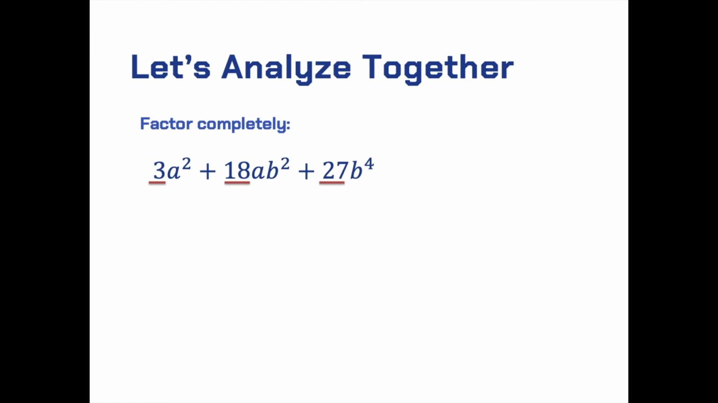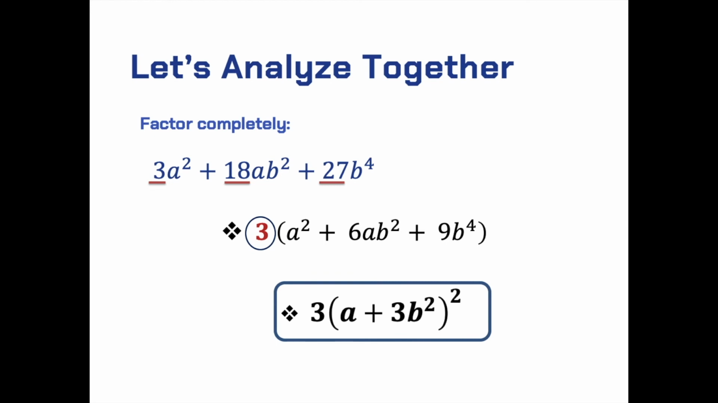Now, let's analyze together another example. Factor completely 3a squared plus 18ab squared plus 27b raised to 4. Note that the first and the third terms are not perfect squares. But if we observe, 3, 18, and 27 are all divisible by 3. Thus, factoring it out will give us 3 as the greatest common factor, and the other factor is a squared plus 6ab squared plus 9b raised to 4. And the second factor is a perfect square trinomial, thus giving us the factor 3 times the quantity a plus 3b squared raised to 2.